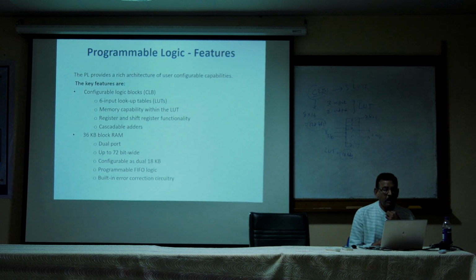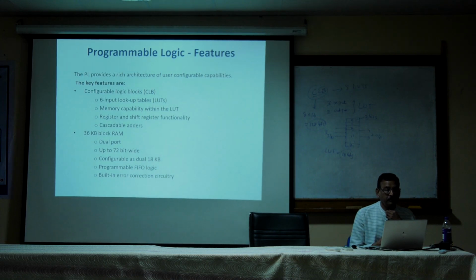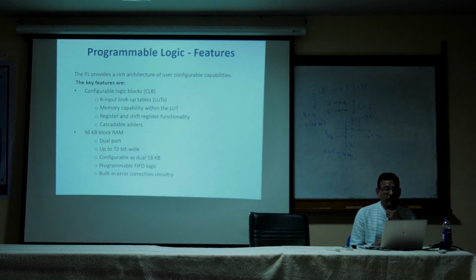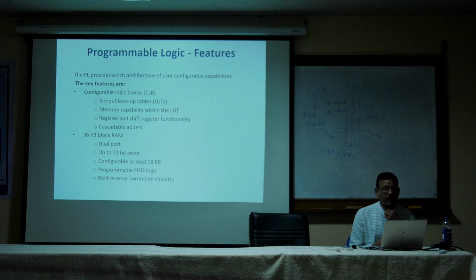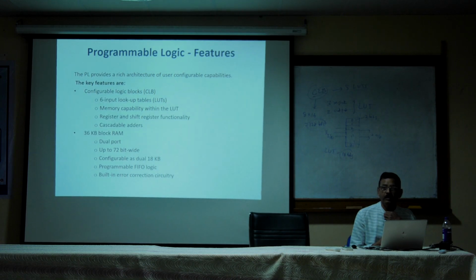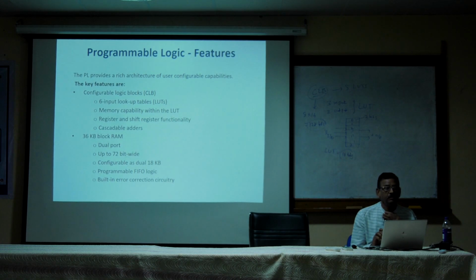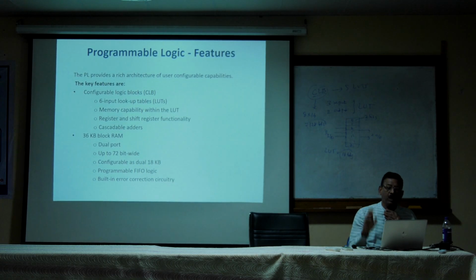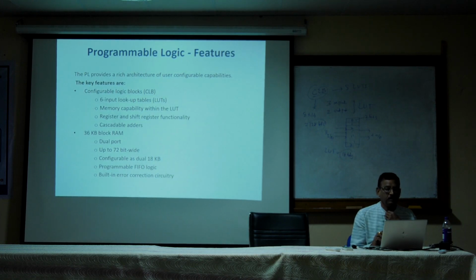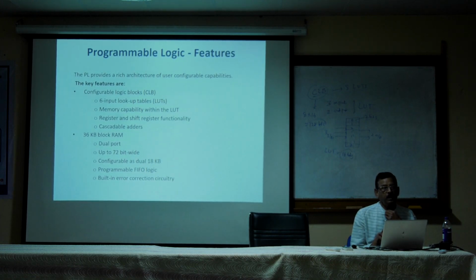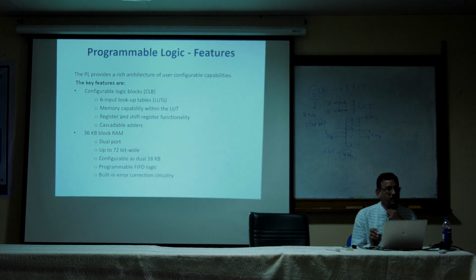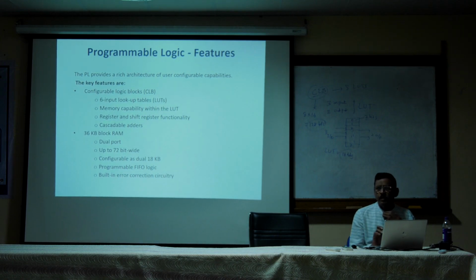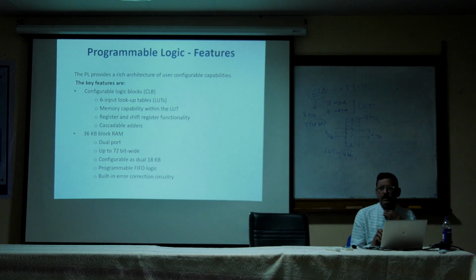Configurable as a dual 18 KB. So, this is 32 KB, no? So, configurable as a dual 18 KB. We can configure that into dual 18 KB also. We can convert that into two 18 KBs, or you can increase the 36 to 72 KB like that. Programmable FIFO logic, you can also convert into FIFO. We can use as a FIFO. Built-in error correction circuitry, that is memory error correction circuitry is also built in this.